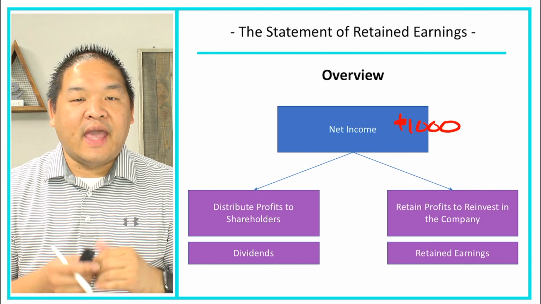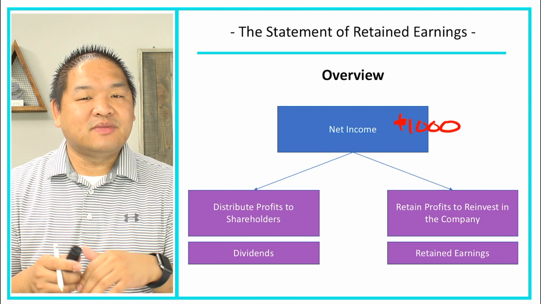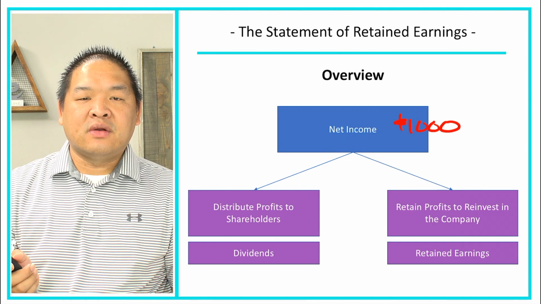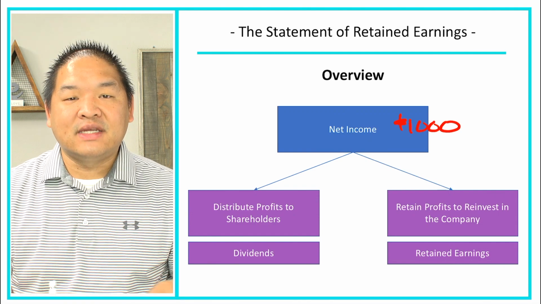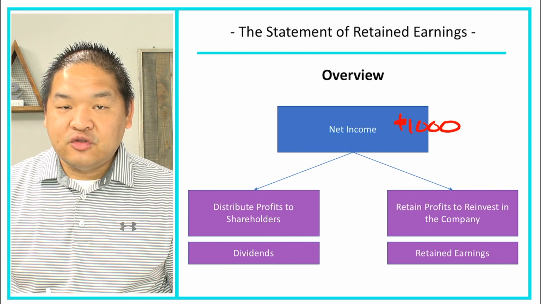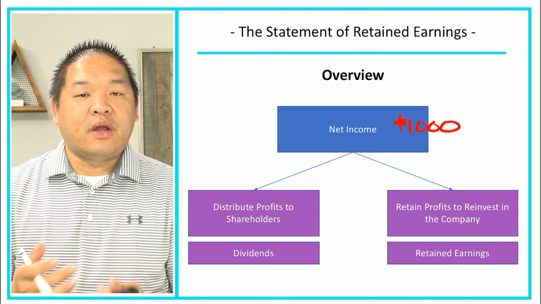Amazon, for example, took losses for a long time, not because they were failing, but because they were reinvesting in themselves. They don't necessarily pay a dividend to their shareholders because they need the capital to keep reinvesting to become a bigger company and make more money, and hopefully it'll pay off in the future for those shareholders. So they can retain the profits. We call that retained earnings.